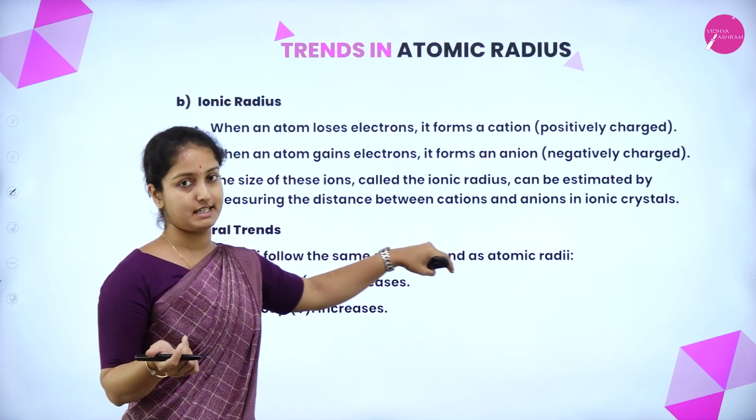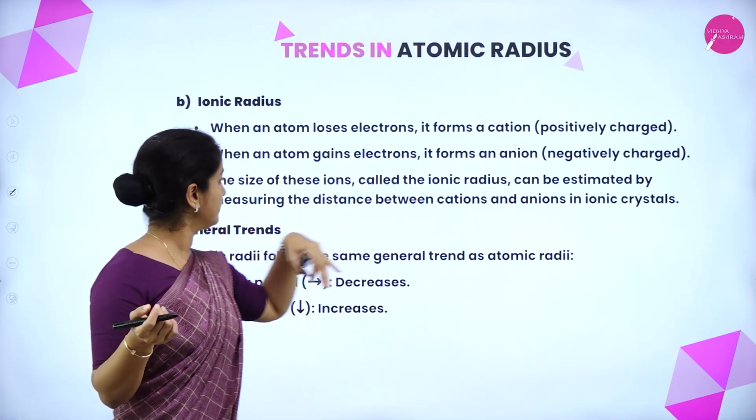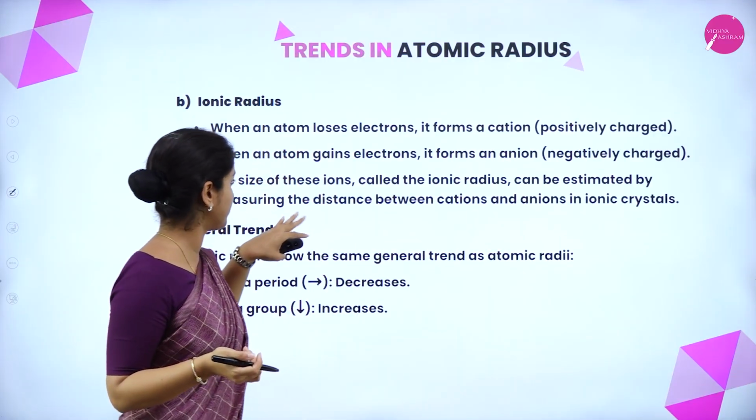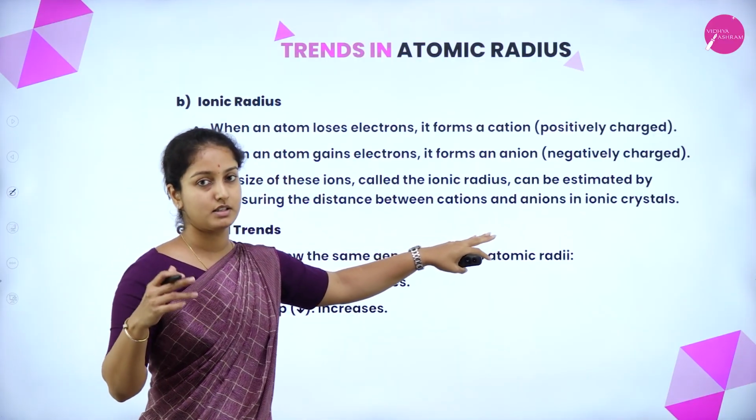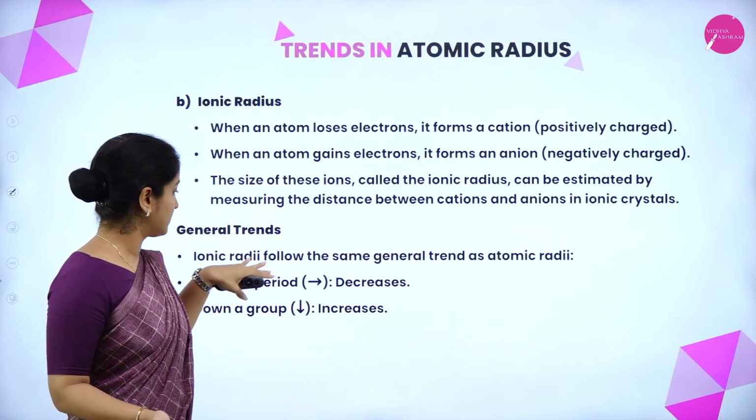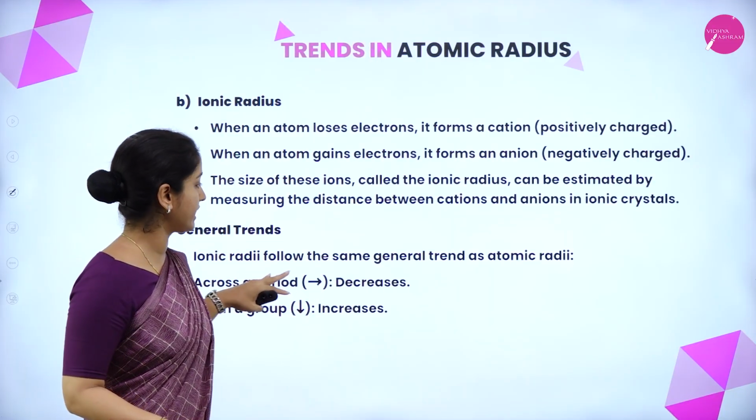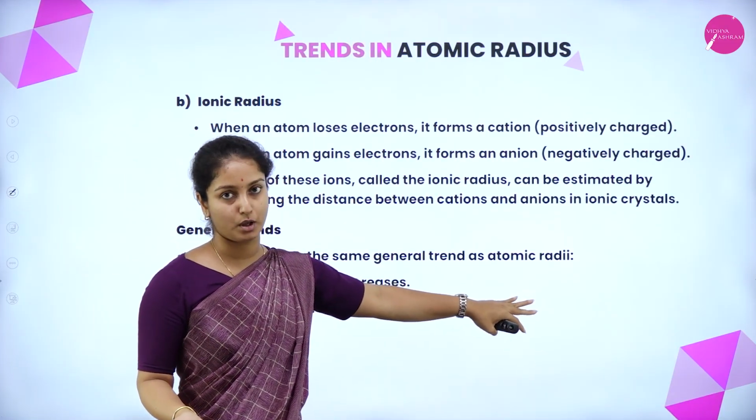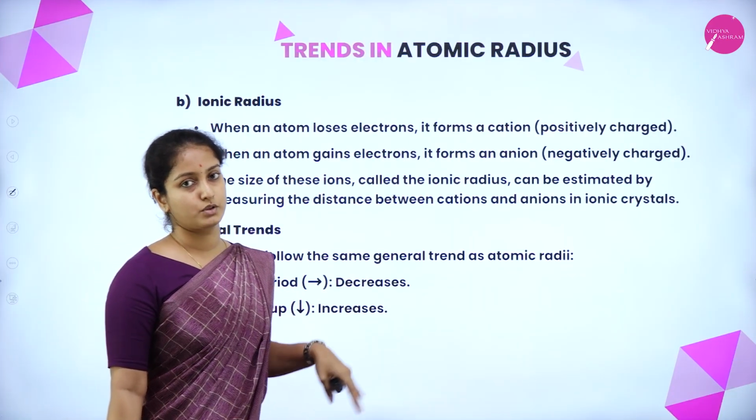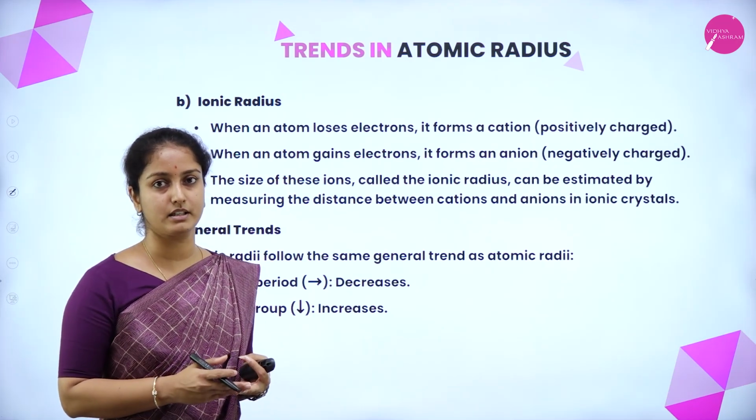When an atom gains an electron, it possesses a negative charge, and that is called an anion. The size of these ions, called ionic radius, can be estimated by measuring the distance between cations and anions in ionic crystals. The general trend for ionic radii across a period and down a group is that ionic radii follow the same general trend as atomic radii. Across a period it decreases and down the group it increases, and the reasons are the same as for atomic radii.